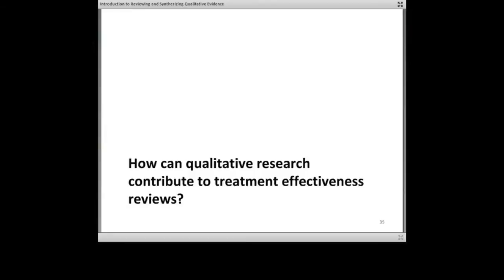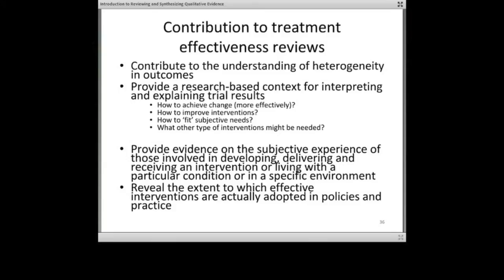So now that we know what qualitative evidence synthesis is, it's maybe interesting to look into how it can specifically contribute to treatment effectiveness reviews. It contributes in many ways. We already learned from the pregnancy and the hair growth example that it contributes to the understanding of heterogeneity between effects and between individuals. But it can do more than that. It provides also a research-based context for interpreting and explaining your trial results.